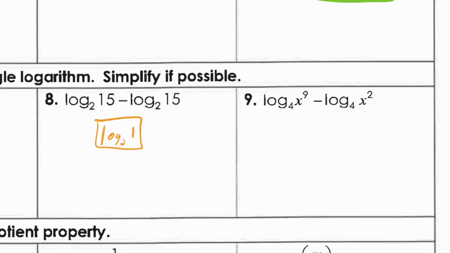And 9, log base 4 of x to the 9th minus log base 4 of x to the 2nd. So this ends up becoming, I'll show an in-between step here, log base 4 of x to the 9th over x squared. And we subtract those exponents. And so this becomes log base 4 of x to the 7th.